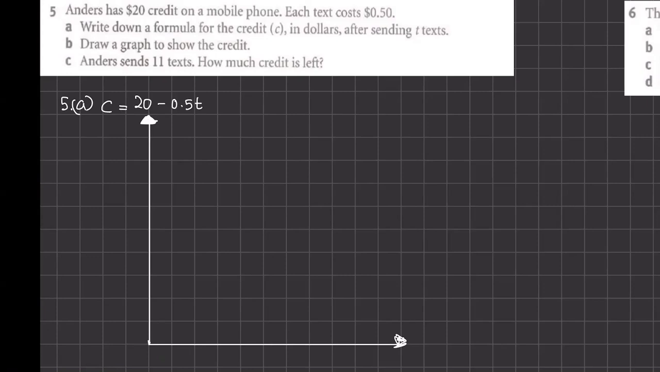Draw a graph to show the credit. Okay, so I need up to 11. Oh my God. Up to 11. So this one has to increase by 1.